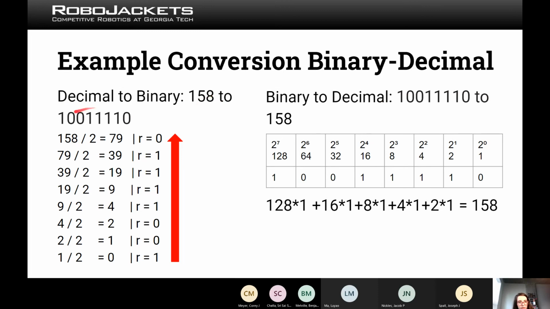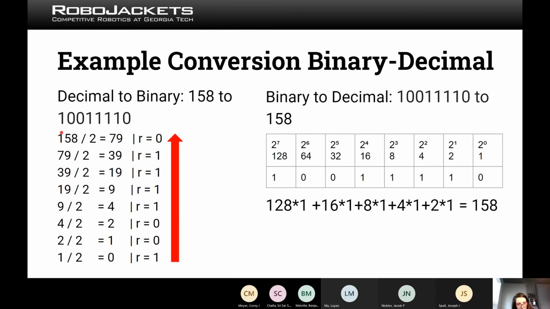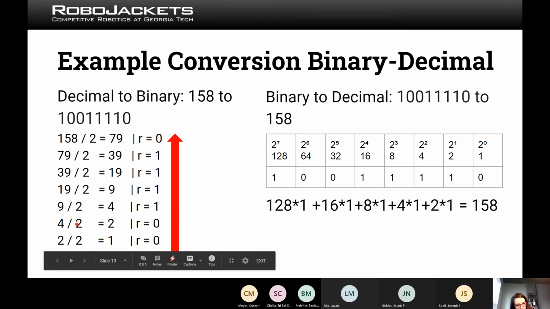158 in binary is this number. And the way you go from 158 to this number is by doing a bunch of divisions by 2. Your binary is actually going to be your remainders, going from the last division you did to the first one. So 158 divided by 2 is 79, so your remainder is going to be 0. So you do all of these calculations until you get to the end.